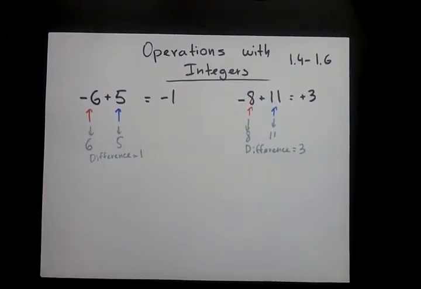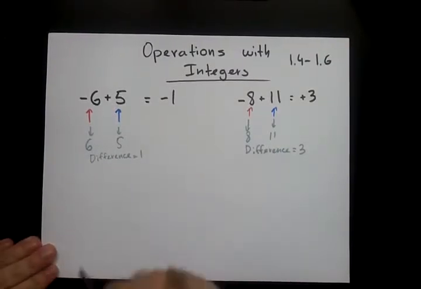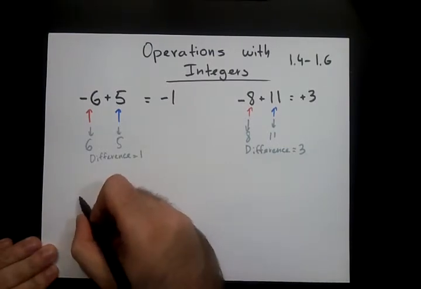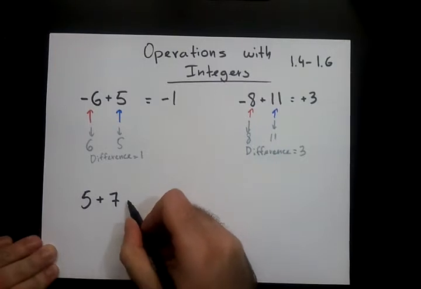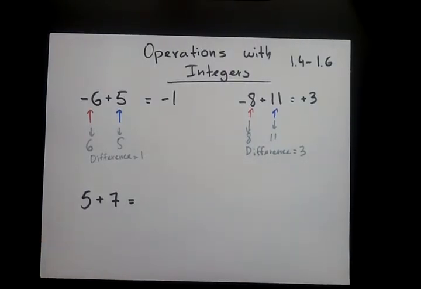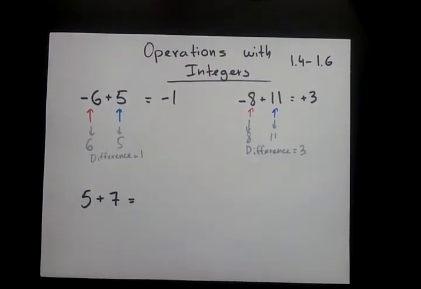Now what happens if the 2 integers have the same sign? Well, you've seen this quite a bit, and you automatically work this out. You just never thought about the rules that are attached to it. So, for example, we can have 5 plus 7. Now you know what the answer to this is, but let's figure out exactly why that's the case.